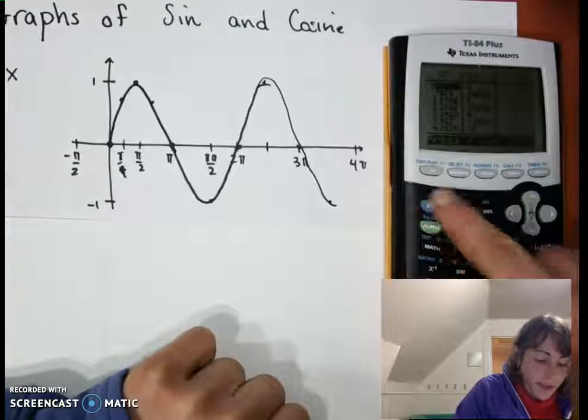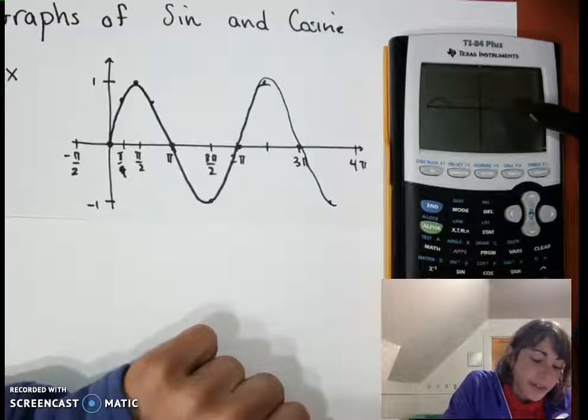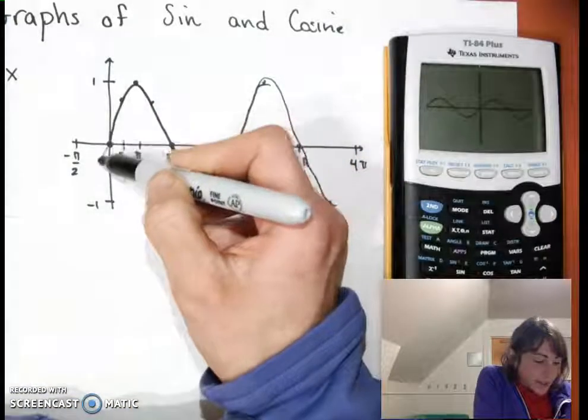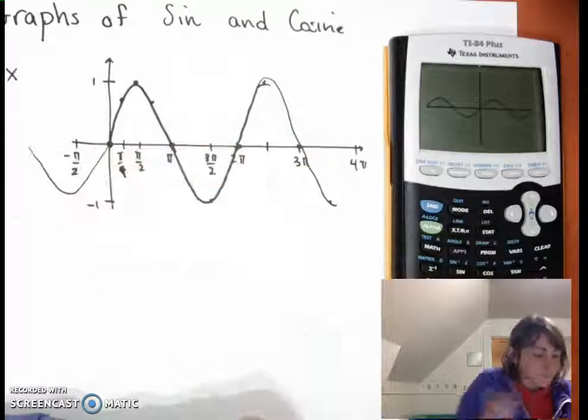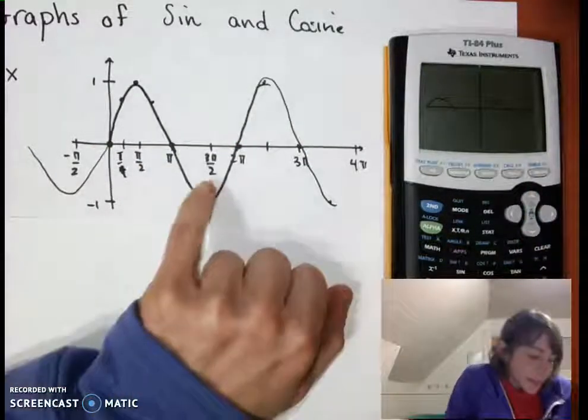You'll also notice in the graph that we have the same sine wave repeating on the left side of the axis, so I could continue this way as well. Okay, so let's make some observations about this graph.